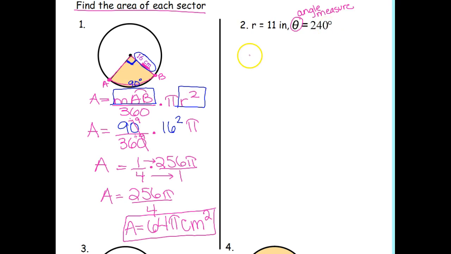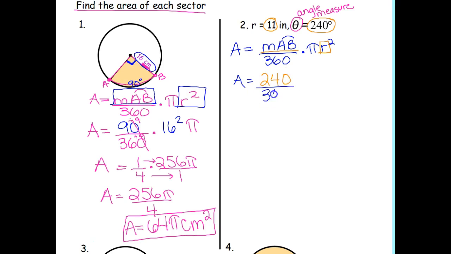So in order to find the area, again, we're going to start with the formula. So area of a sector is equal to measure of the arc over 360, because there's always 360 degrees in a circle, times the area of the whole circle, which is pi times radius squared. Again, the two pieces that we are going to replace are the measure of the arc and the radius. So in this case, this represents the measure of our arc, and here's our radius. So we're just going to plug those into the appropriate spots. So area is equal to, the measure of the arc is 240 degrees over 360, always 360 because there's always 360 degrees in a circle, times our radius is 11 squared times pi.